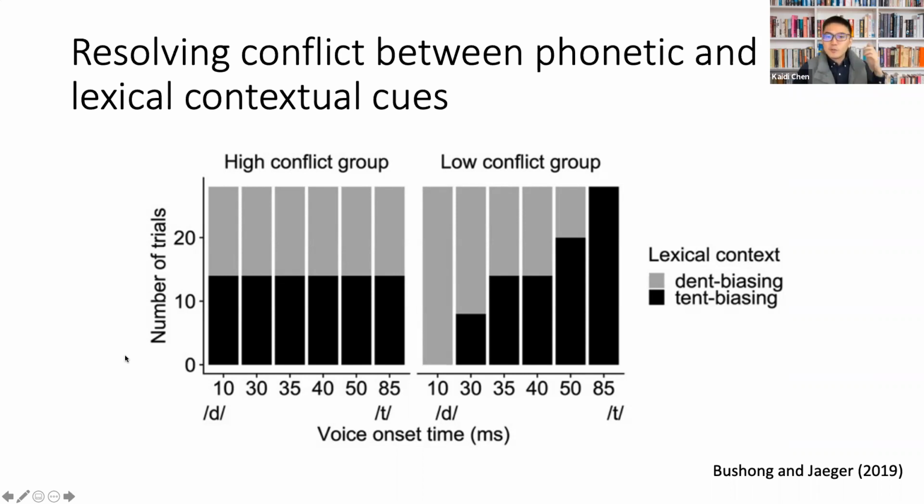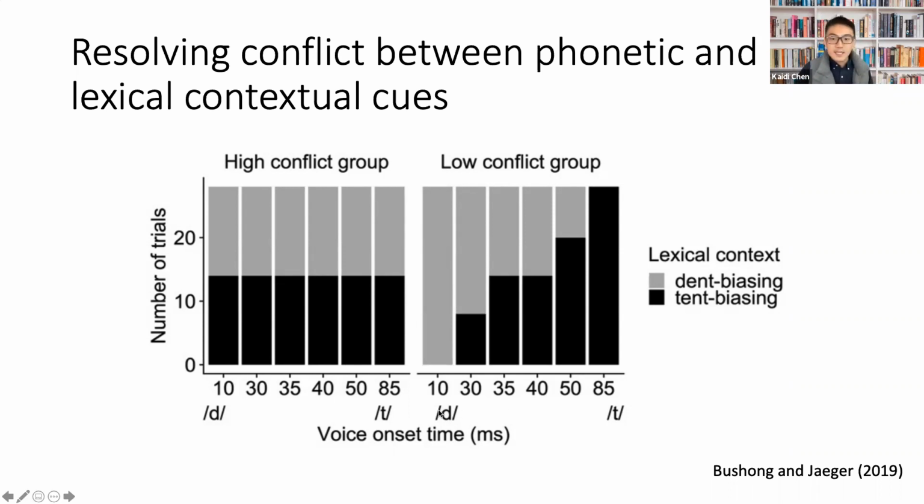Because in general, when we hear d, we hear short VOT. When we hear t, we hear longer VOT. So creating equal appearance of each VOT in each context is creating conflicts between the two cues, the phonetic and lexical contextual cues. In contrast, as you can see on the right, in the low conflict group, the two cues are convergent, correlated, more natural in our communication.